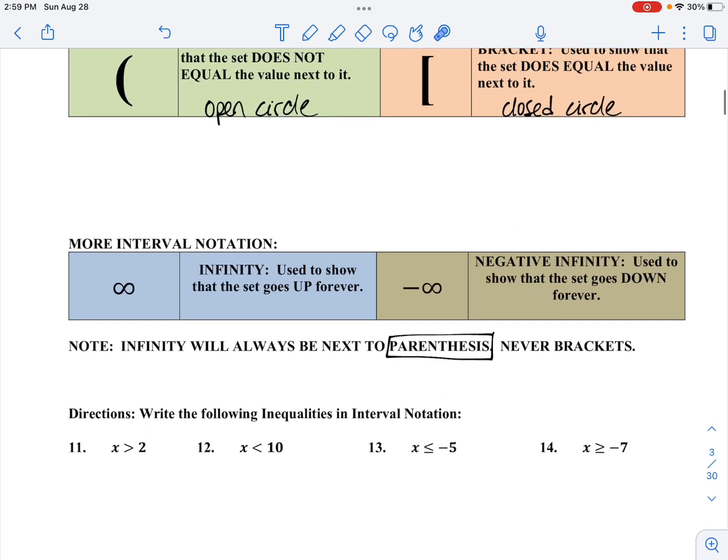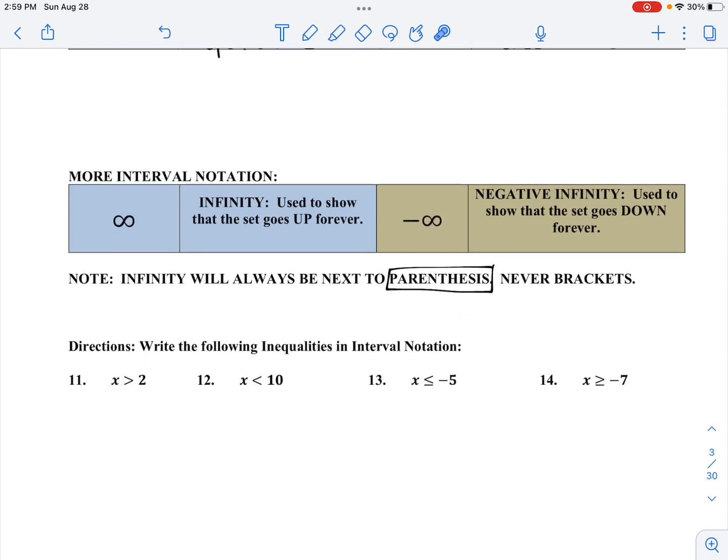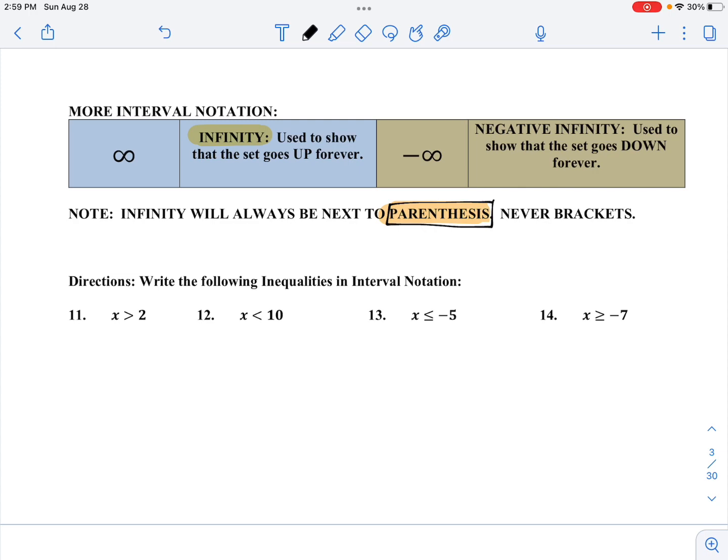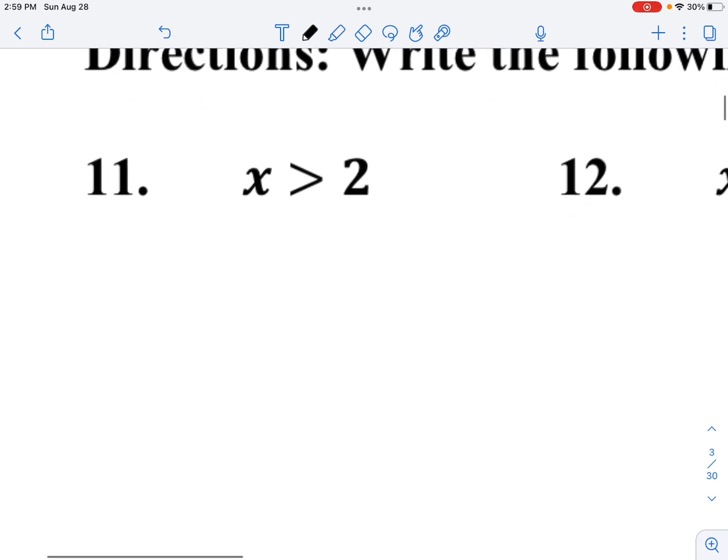So let's just try a few. One thing to keep in mind is that interval notation, infinity always gets a parentheses. That's just a mathematical rule. You cannot include infinity because infinity goes forever. So those always have parentheses. So let's try doing a couple of these and then we'll be finished. I'm going to start with number 11.